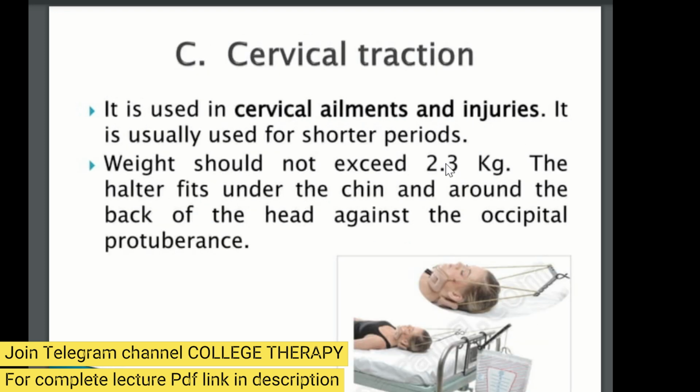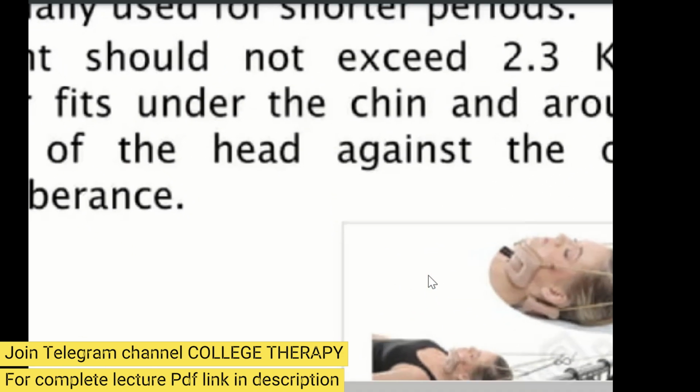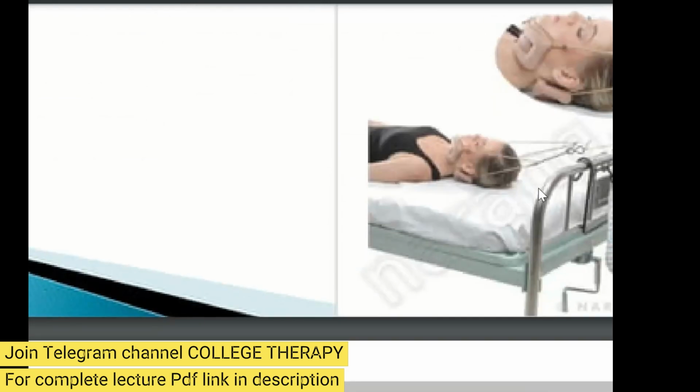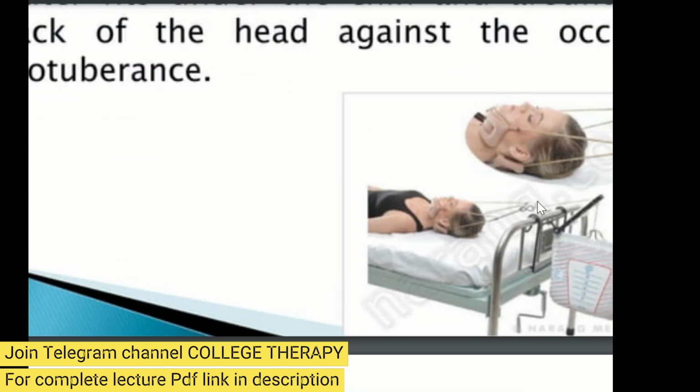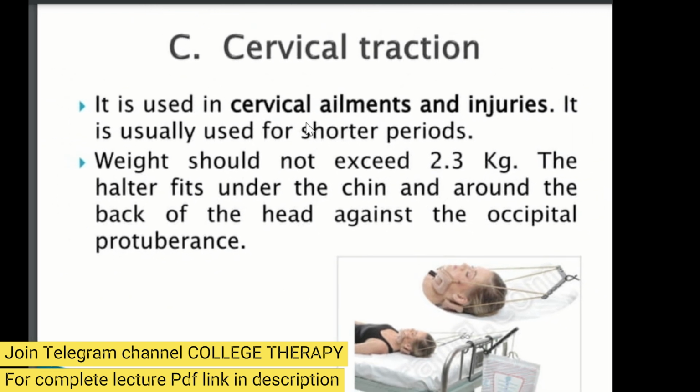Cervical traction. You know what the cervix part of the body is, and as usual you can see it in the diagram. Once again, this is the cervical traction. It is mainly used in cervical ailment and injury, and is usually used for a shorter period. Weight should not exceed 2.3 kg. If you exceed 2.3 kg, then injury will occur in the cervical part.